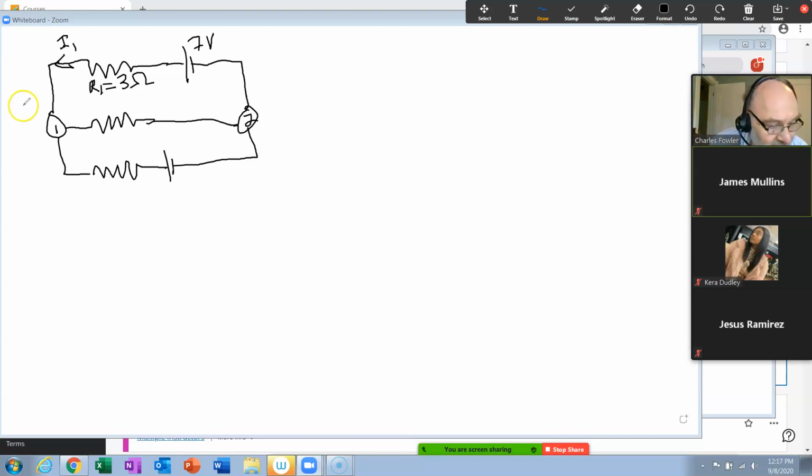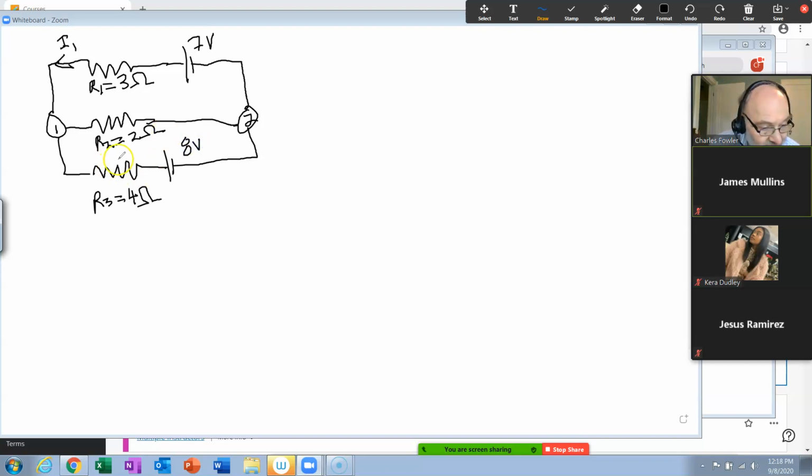Down here we have resistor 2. Here's resistor 2, and resistor 2 is a 2 ohm resistor. Down here we have resistor 3, and resistor 3 is a 4 ohm resistor. Ohm is a unit for measuring this, and this is our battery 2, which we're going to say is 8 volts.